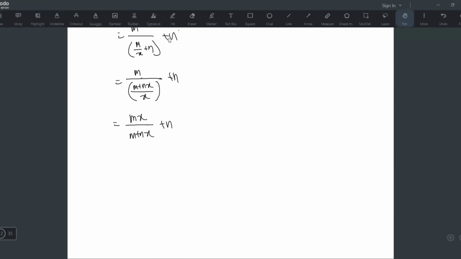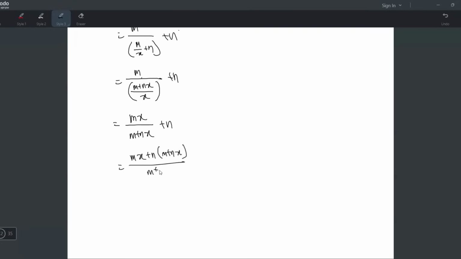And now we change it to a single fraction. When you change it to a single fraction, the n has to be multiplied by the m plus nx. So it becomes plus n bracket m plus nx over m plus nx. Yes, because we want to make the denominators the same. So that's why you take this one multiplied by m plus nx, and the top is multiplied by the same thing. Now it becomes mx plus, n times m gives you mn, n times n becomes n squared x, and then over m plus nx.